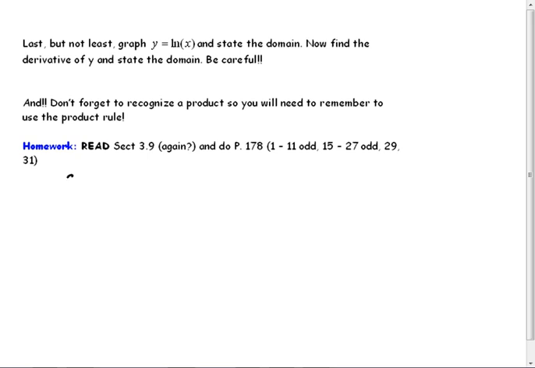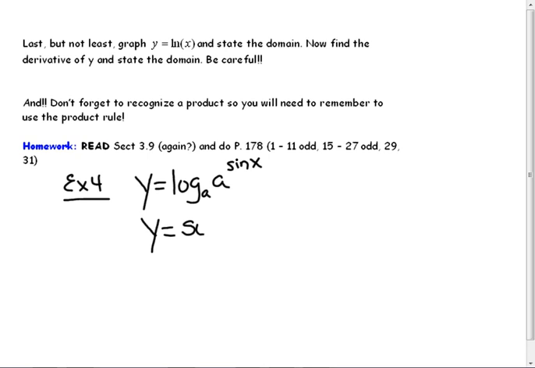Example 4. So if you have logs or exponentials, try to simplify them before you do anything. Now, I could do the derivative of that and do a change of base. It's way easier than that. What's the log of a to the sine of x? But you see why you want to simplify? Because otherwise I'm going to be stuck with it, and we can write it out if you want. It's going to be complicated. But this is easy.